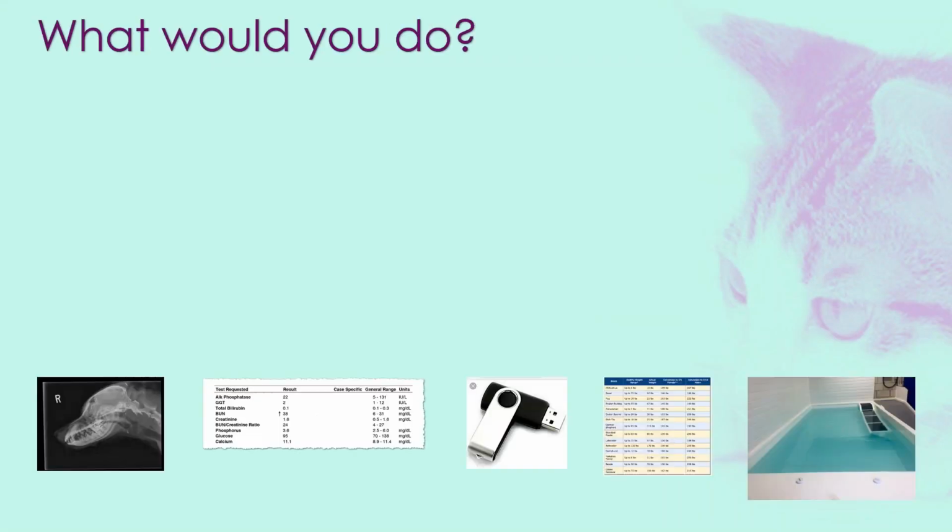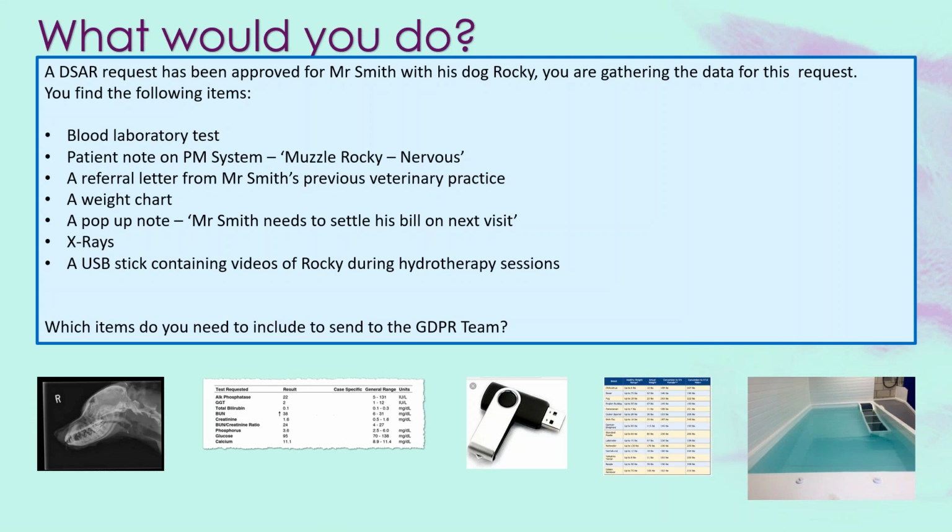So, we're going to go through a little scenario here. A DSAR has been approved for Mr. Smith with his dog Rocky. You are gathering the data for this request and you find the following items: a blood laboratory test, a patient note on the PMS saying that Rocky is nervous, you need to muzzle him, a referral letter from Mr. Smith's previous veterinary practice, a weight chart, a pop-up note saying Mr. Smith needs to clear his bill on his next visit, X-rays, a USB stick containing videos of Rocky during hydrotherapy sessions. Of all of these documents, which ones do we think we need to include when gathering data for a DSAR request? I'll give you a moment to think about that, and then we'll reveal the answer.